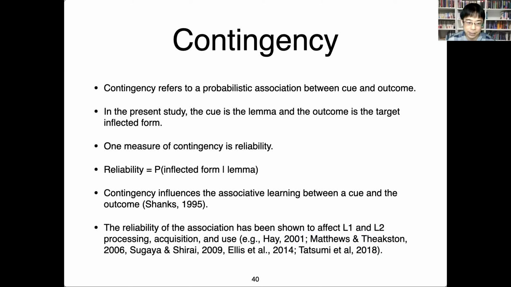Contingency influences the associative learning between a cue and outcome. And the reliability of the association has been shown to affect L1 and L2 processing, acquisition, and use.